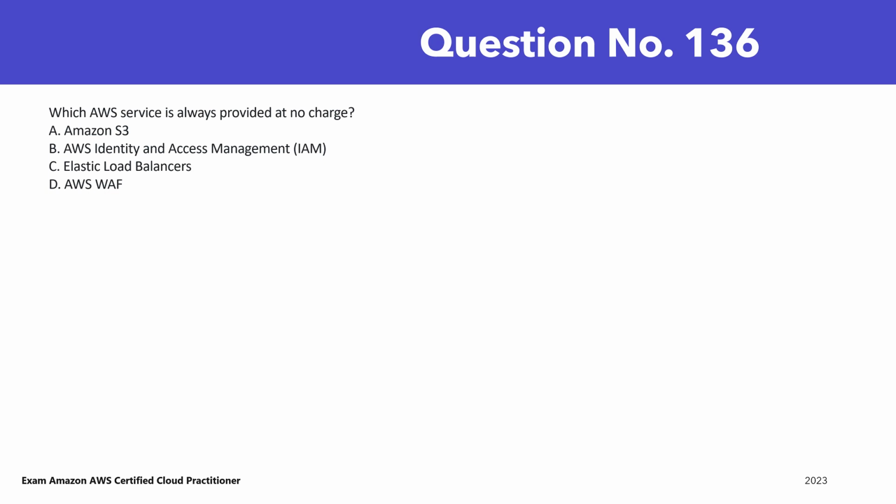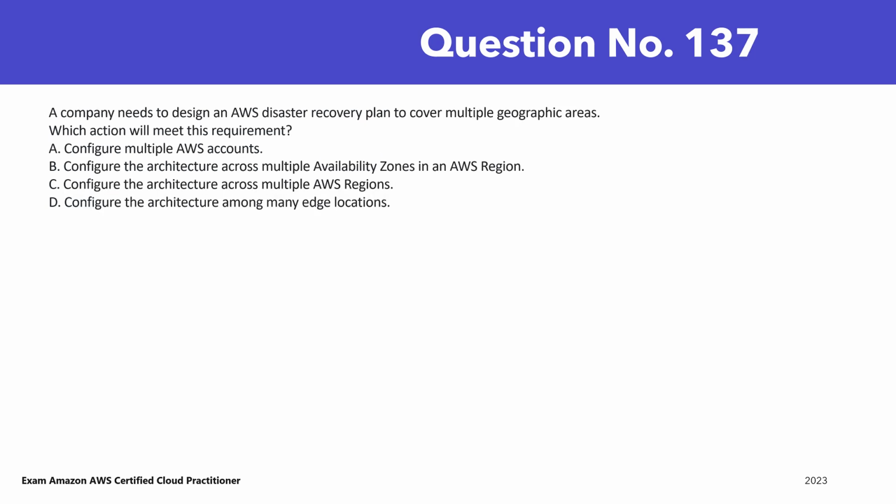A. Configure multiple AWS accounts. B. Configure the architecture across multiple availability zones in an AWS region. C. Configure the architecture across multiple AWS regions. D. Configure the architecture among many edge locations. Correct answer, B.